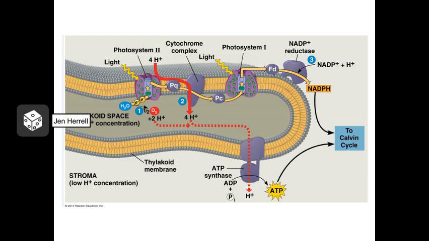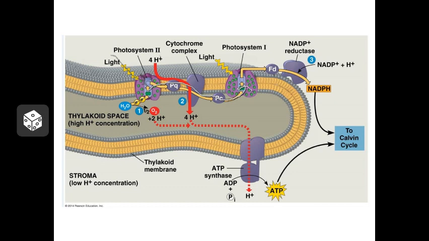Here's the entire machine put together. Out here, we have the stroma, and inside the thylakoid, we have the thylakoid space, and that's separated by this nice big membrane. Here's the machine. The machine is going to collect light energy in the form of excited electrons in the photosystem 2. Those are going to pass out of photosystem 2 through an electron transport chain and into photosystem 1.